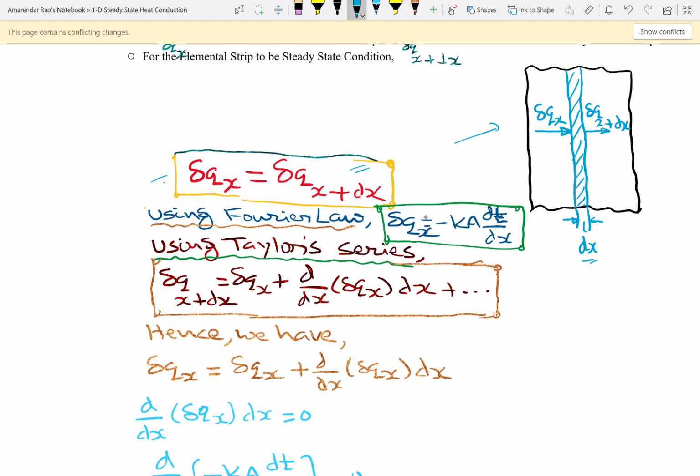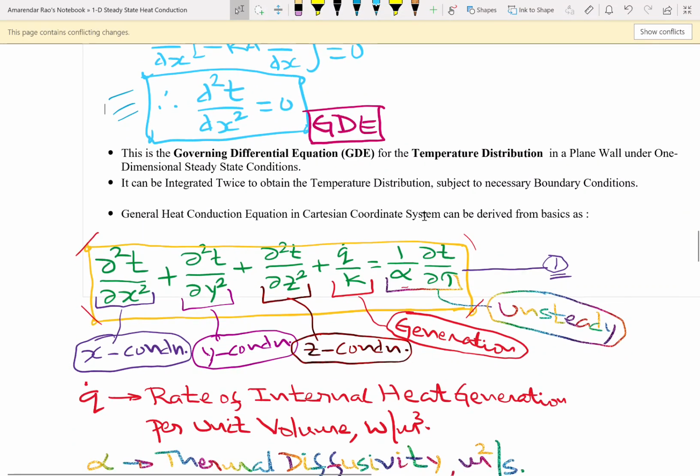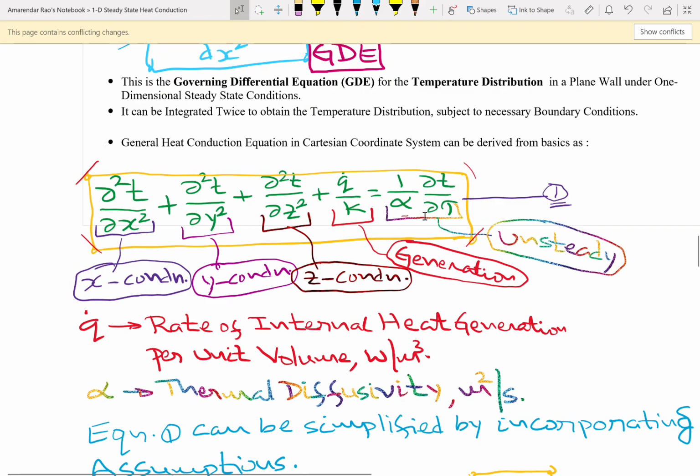Then we can write delta qx as minus kA dT by dx using the Fourier law. And using Taylor series, this can be extended as delta q(x plus dx) as delta qx plus d by dx of delta qx times dx. And when we incorporate these two laws in this energy balance equation, we are going to get the governing differential equation, which can be integrated 2 times to get the required temperature profile and the heat transfer rate subject to the appropriate boundary conditions.